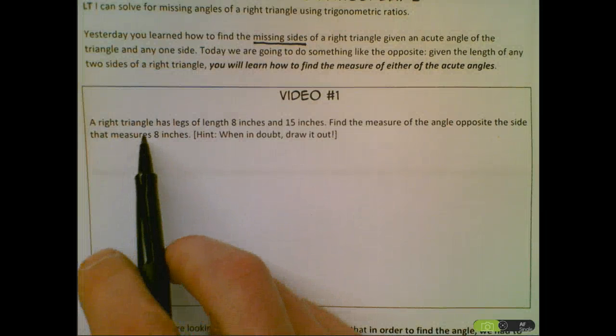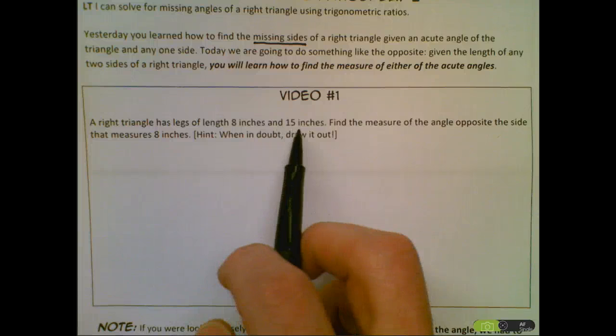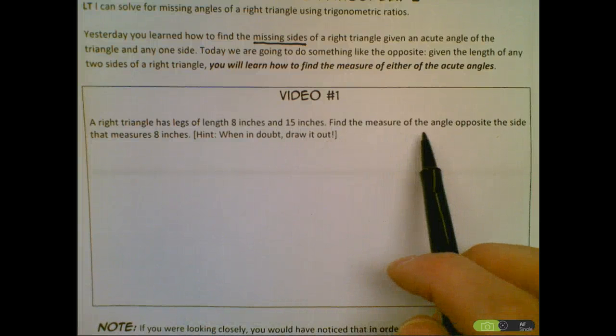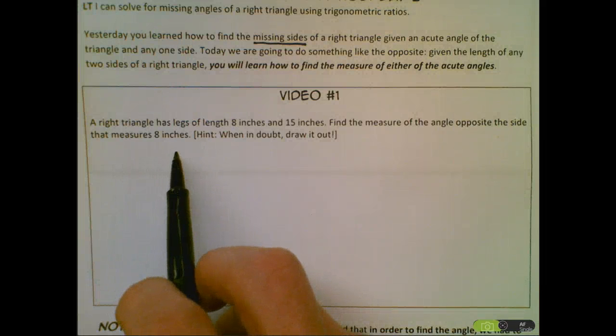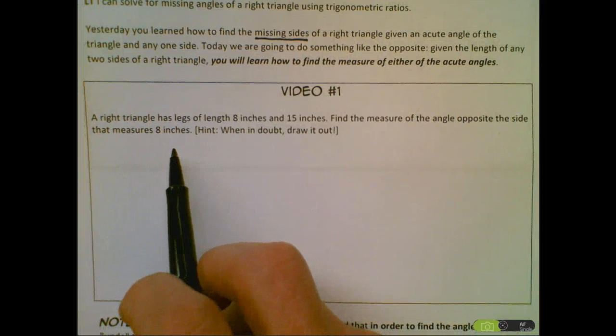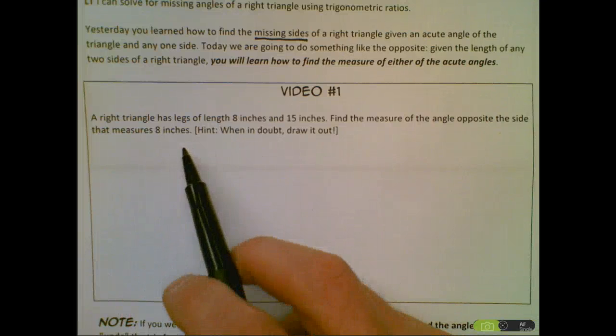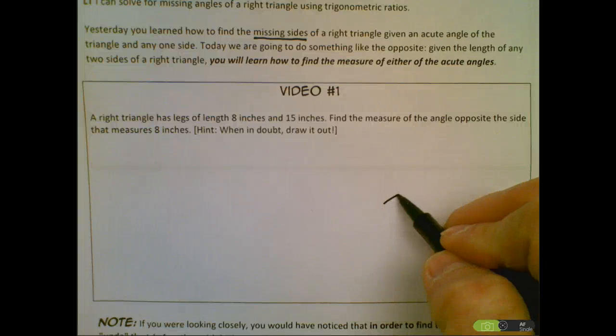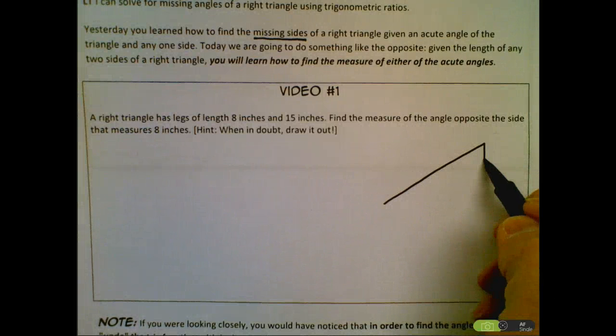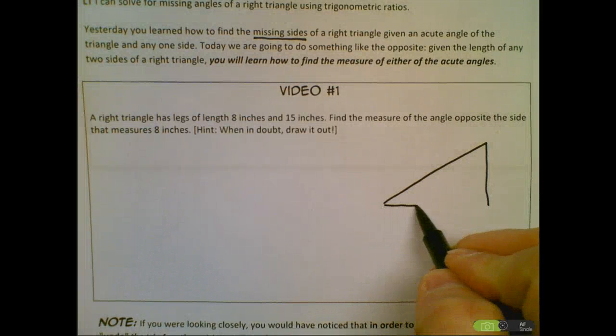We have a right triangle and it has legs of 8 inches and 15 inches. So we want to find the measure of the angle opposite the side that measures 8 inches. So with most of geometry, a picture is going to be helpful. So remember, when in doubt, draw it out. So I'm going to draw a right triangle over here. Your right triangle could be different. It could be the same.